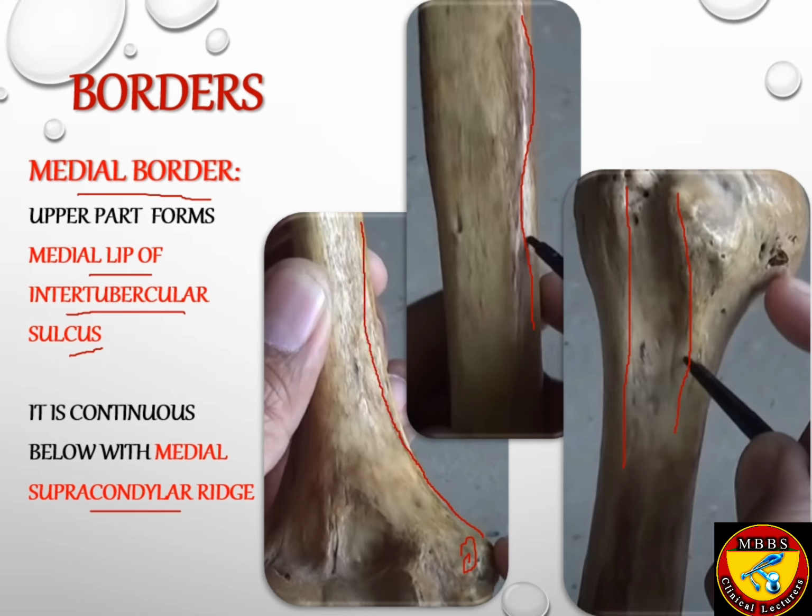So the lower part is formed by the medial supracondylar ridge. Similarly, the lateral border's lower part was formed by the lateral supracondylar ridge. So in the medial border, the lower part is formed by the medial supracondylar ridge.